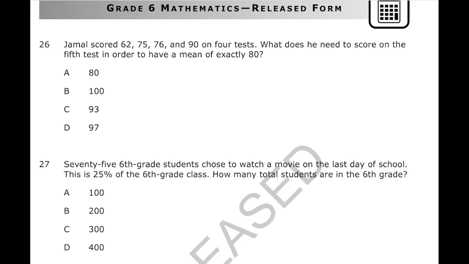All right, 26 states that Jamal scored 62, 75, 76, and 90 on 4 tests. And it asks, what does he need to score on the fifth test in order to have a mean of exactly 80? So when we look at these numbers, 1, 2, 3, 4 here, we're trying to find a fifth test score that would give us a mean of 80.